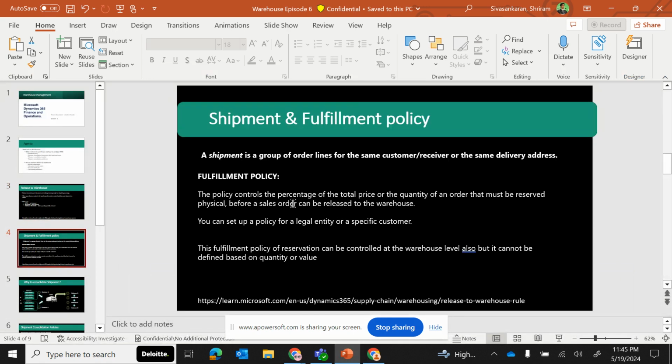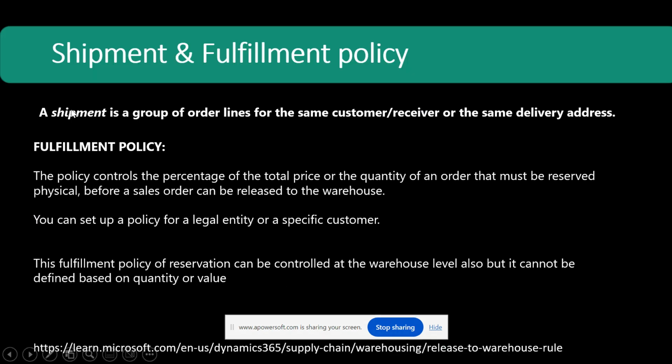So the next slide is about the shipment fulfillment rate. First of all, we need to know what exactly a shipment is, right? We discussed this in episode number 2. A shipment is a group of order lines for the same customer or the same delivery address. So let's say sales order lines for sales orders 1, 2, and 3 all go to the same customer or the same delivery address. That is called a shipment in D365 terminology.